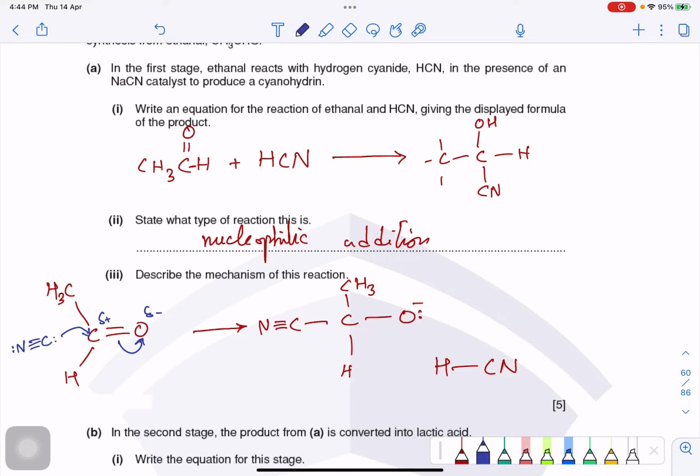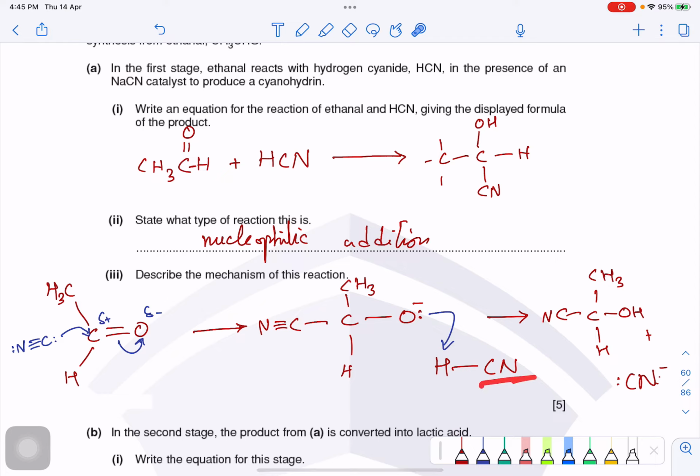But in any case, this basically attacks this, and when that happens, H gets added to this. So that gives me OH here, CH3 here, H and CN. And of course, I'll get CN produced as a response to this because H has been added. So that's how you get it. This HCN basically breaks down into H and CN, and that CN is regenerated, as you can see, and that is why this is a catalyst.